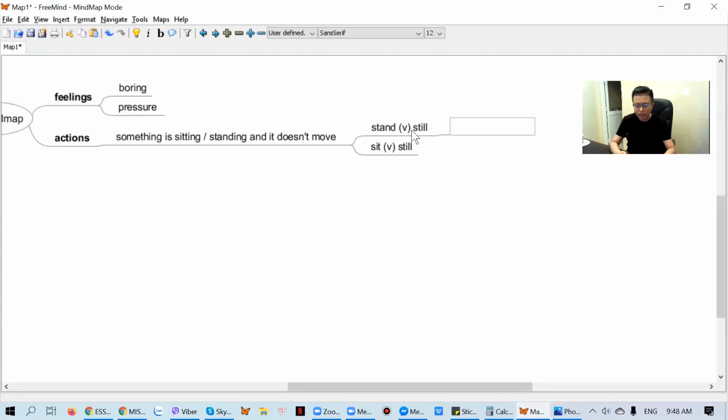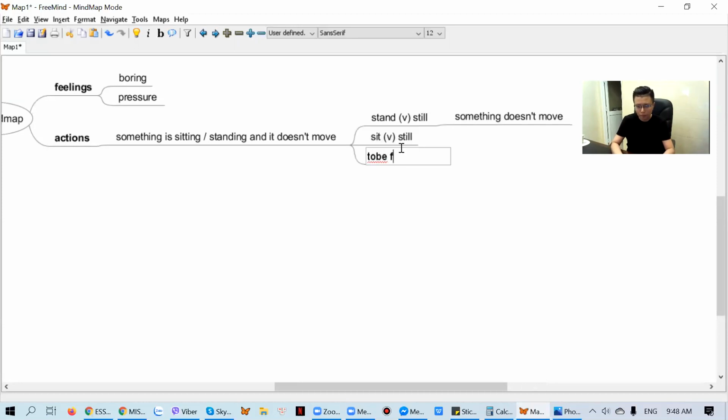Because when the cat stands still, it means that the cat or the dog or something doesn't move. So when things don't move, and it is just like this, you can say that it stands still or it sits still, or you can say that it is frozen. Like, for example, I am talking to you right now and I'm just like this, so it means that I am frozen. But for the very first time studying with me, do you understand what I say?